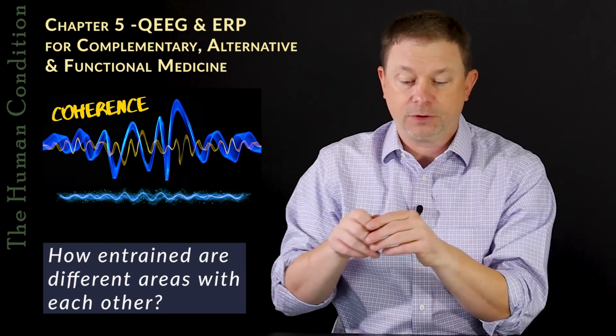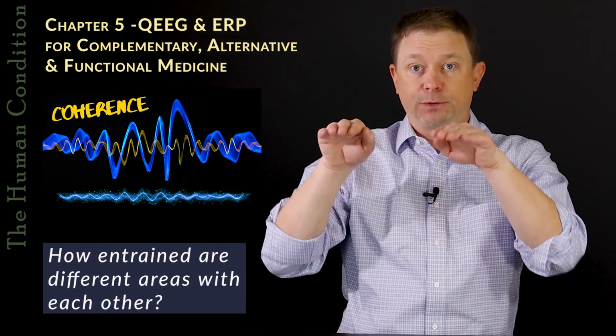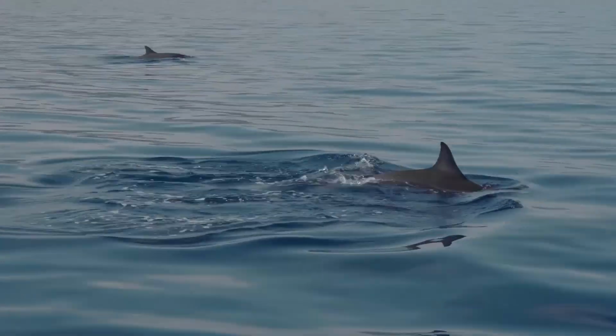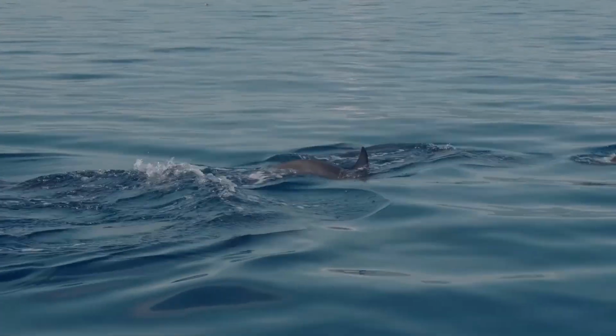I've often described this to my patients as dolphins swimming in the ocean. If dolphins are swimming together like this, they're in phase with each other. But if you've ever seen dolphins swimming out of phase, they're not quite jumping at the same rate.